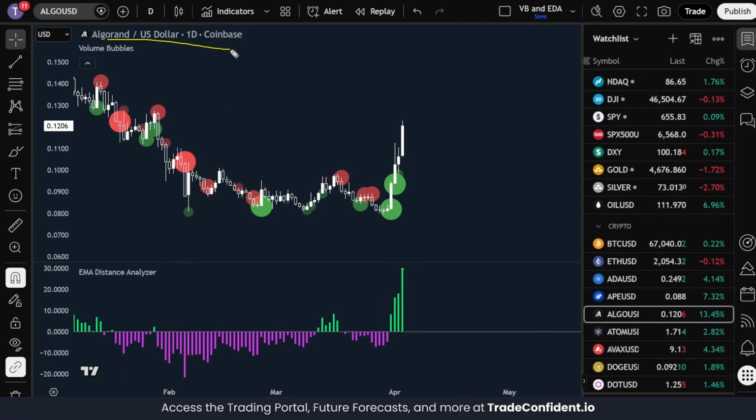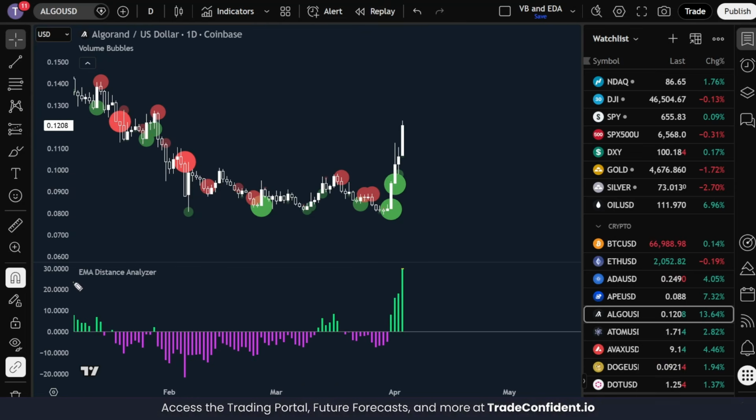We're trading Algorand USD on the daily time frame with the volume bubbles and the EMA Distance Analyzer. Guys, the volume bubbles is very simple. It takes volume data from your exchange. This is on-chain data, and it plots it with certain sized bubbles. The more volume in the market, the larger the bubble is, and it's actually weighted towards whale buy power. So if you see a large volume bubble like this in the green, it means there is a lot of whale buy volume in the market, and it could be a good place to enter, even if it's just the short term.